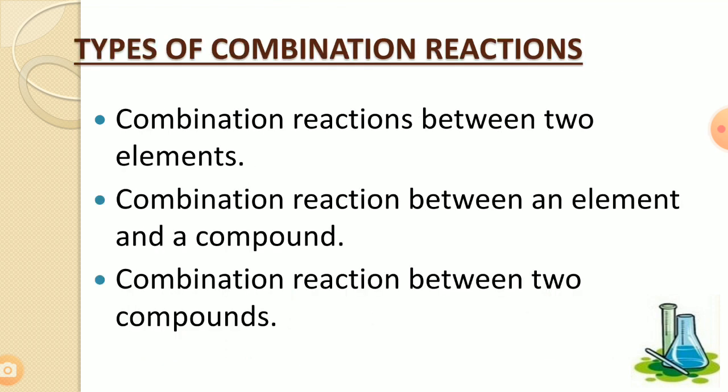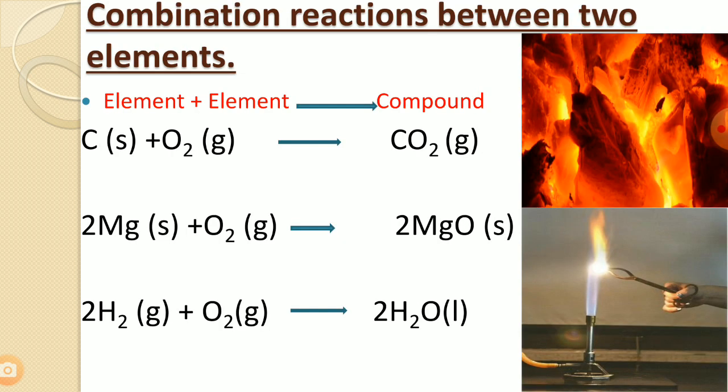Now these combination reactions are of 3 types. It can be between 2 elements, it can be between an element and a compound, and it can be between 2 compounds. So we will see this one by one. So these are the 3 examples of combination reaction between 2 elements. So element combines with element to give compound. Carbon reacts with oxygen to give carbon dioxide. Magnesium reacts with oxygen to give magnesium oxide, MgO. Hydrogen reacts with oxygen to give water.